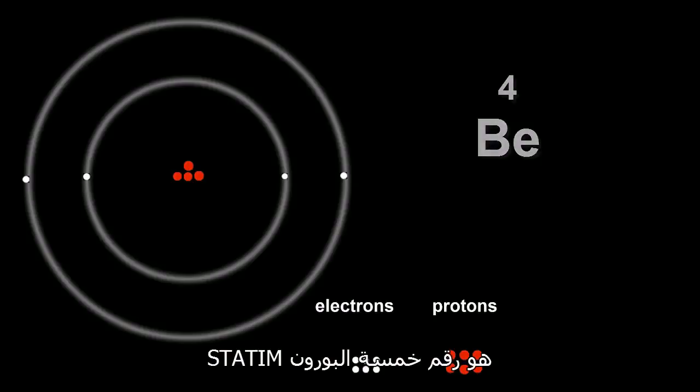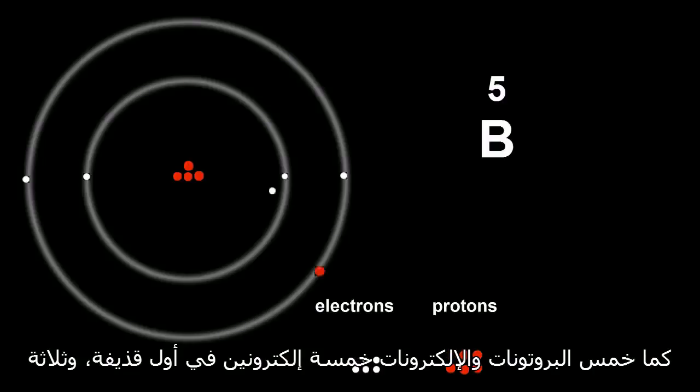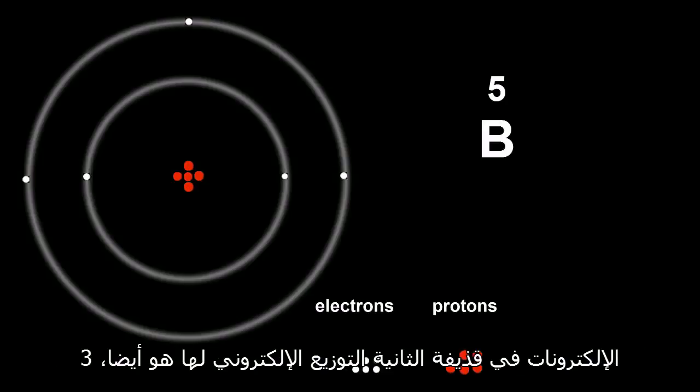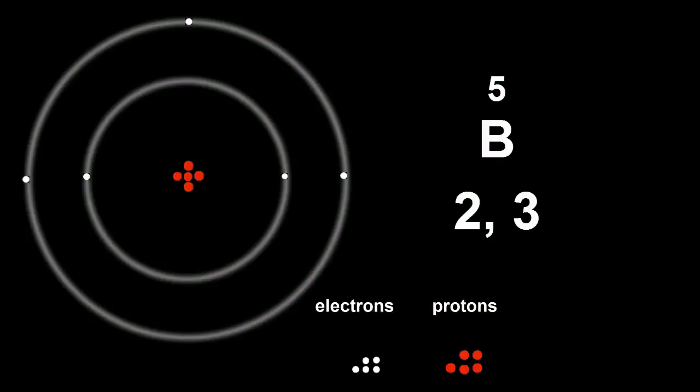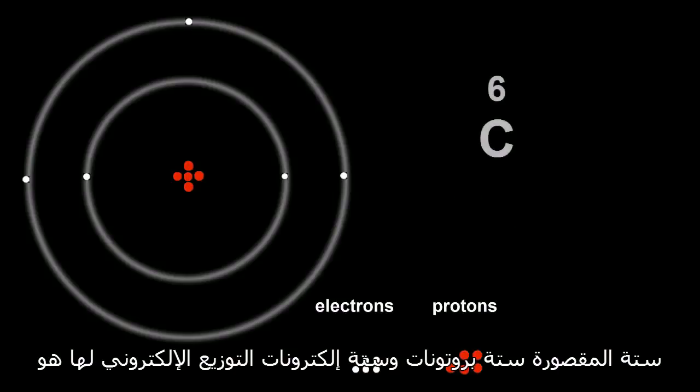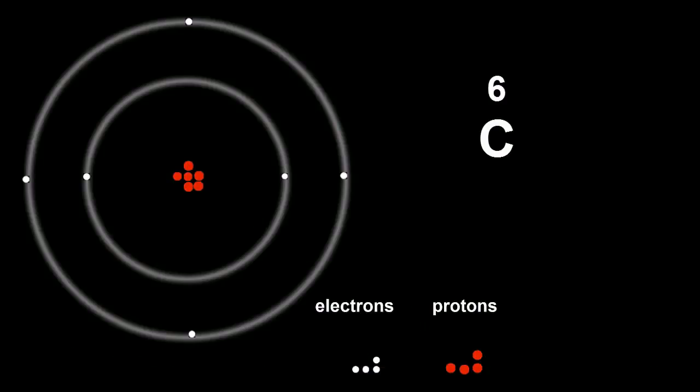Next atom is number 5, boron. It has 5 protons and 5 electrons. 2 electrons in its first shell and 3 electrons in its second shell. Its electron configuration is 2, 3. Then number 6, carbon. 6 protons and 6 electrons. Its electron configuration is 2, 4.